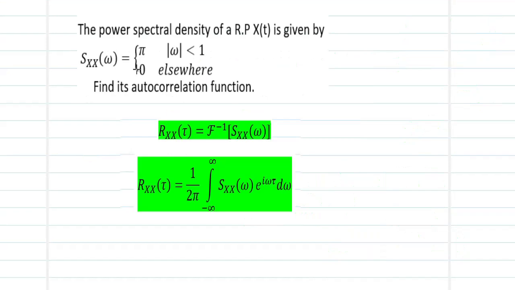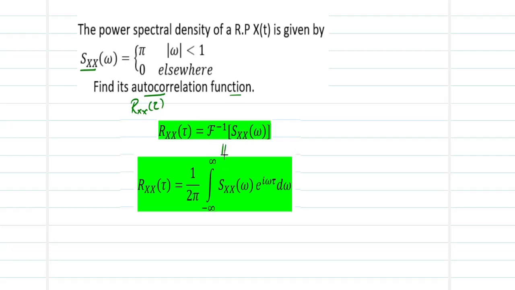The first problem is that the power spectral density of a random process x of t has been given as Sxx of omega is pi for mod omega less than 1 and 0 elsewhere. What have we been asked? We have been asked to find the autocorrelation function. Given the power spectral density, we want the autocorrelation function Rxx of tau. Rxx of tau is nothing but the Fourier inverse of your power spectral density.